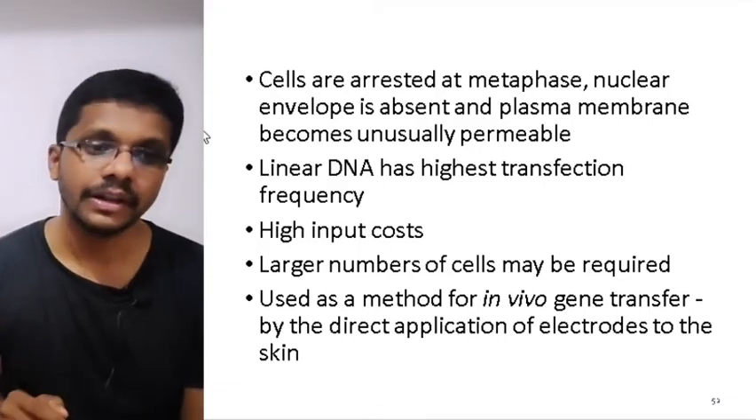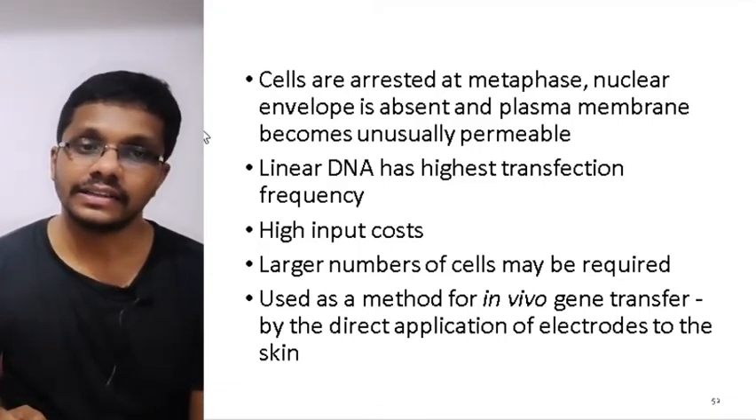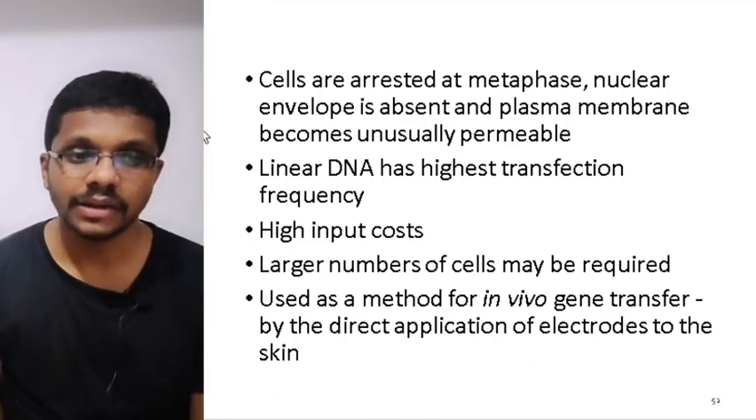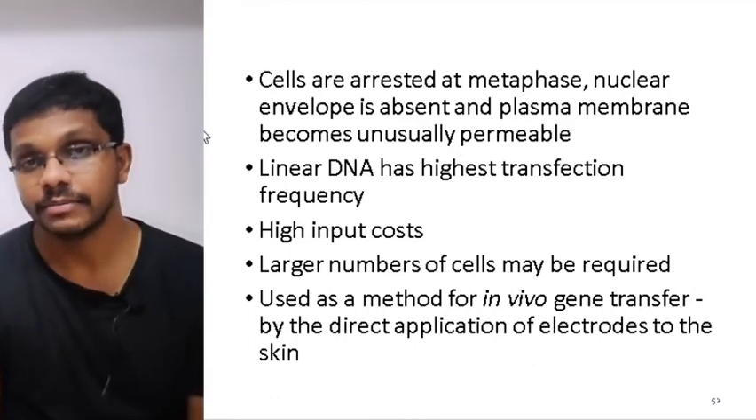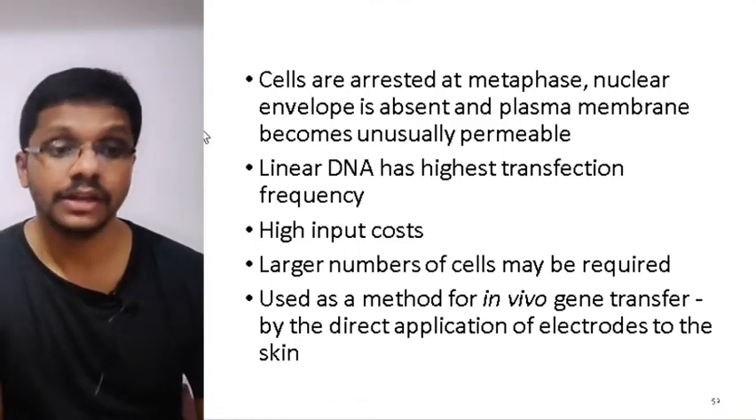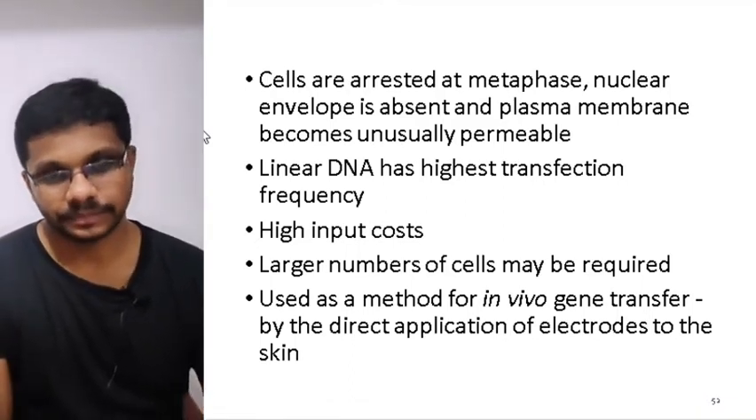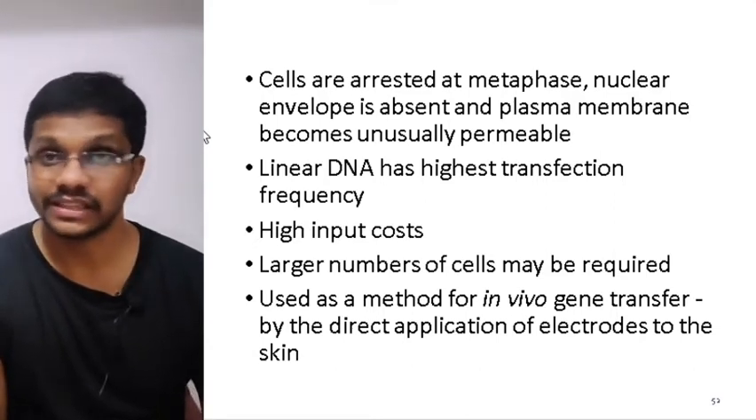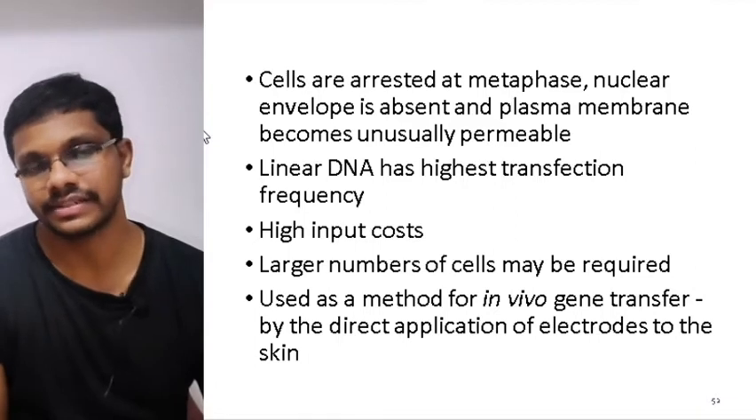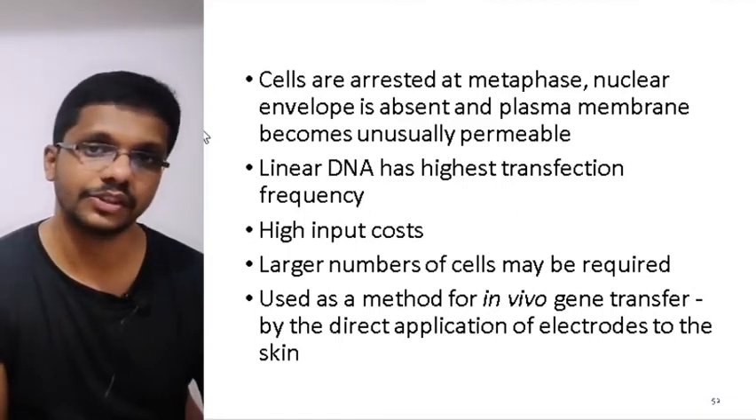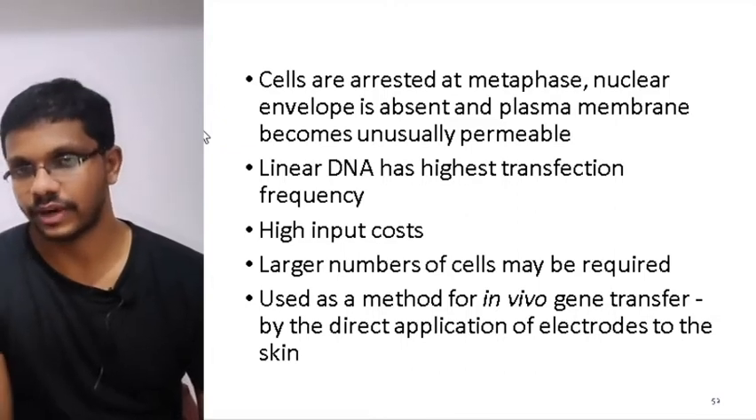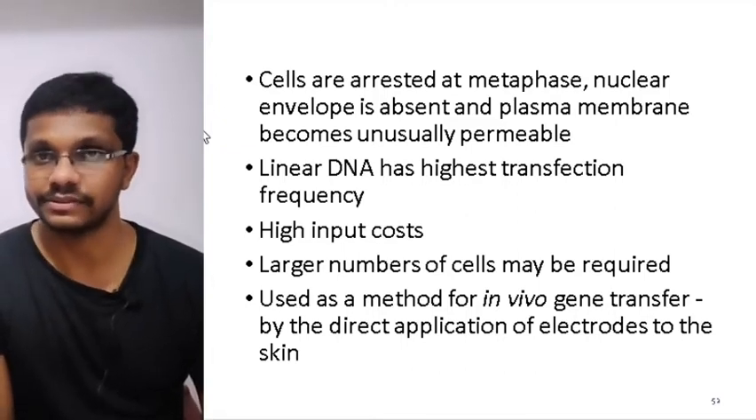The transformation efficiency for linear DNA is high in the case of electroporation, but the input cost is high because the equipment used for electroporation is expensive for eukaryotes, especially for animals. We also need a large number of cells. The death rate of cells in electroporation is high because animal cells are very sensitive. When we introduce the electricity, cells will die. So we need a large number of viable cells to get a small proportion of live cells after the method.